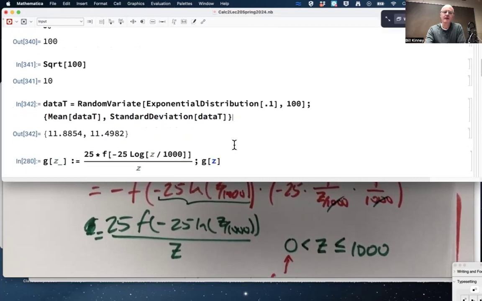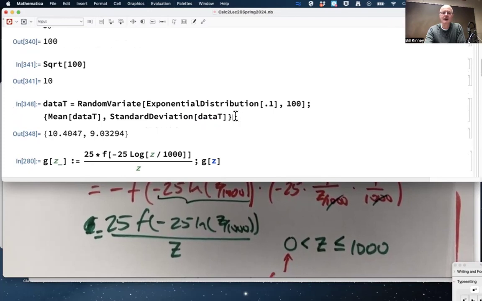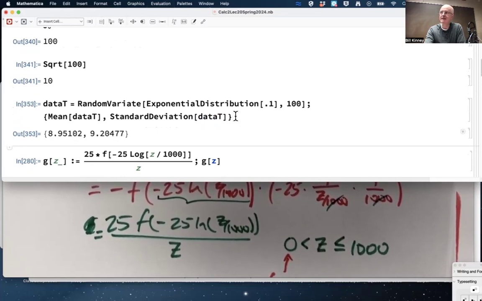Not too far. Do more simulations. Sometimes you'll get numbers that are above 10. Sometimes they'll be less than 10. On average, they're not too far from 10. It's believable that the theoretical mean and standard deviation should be 10 exactly based on these simulations.